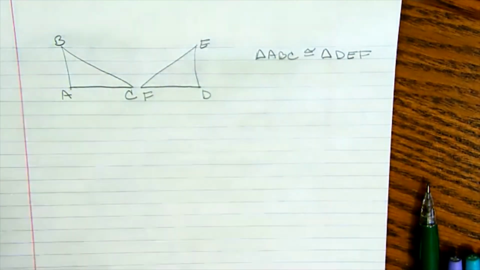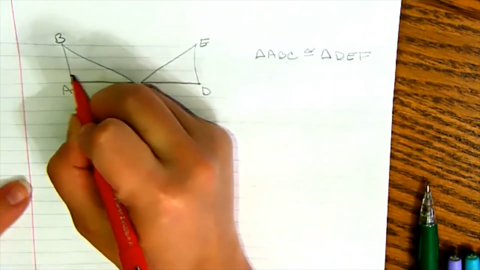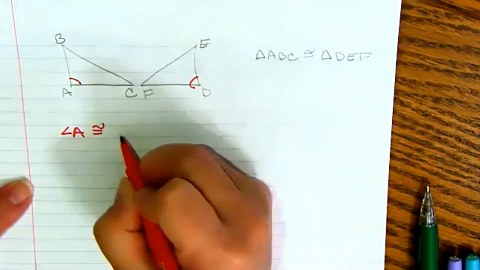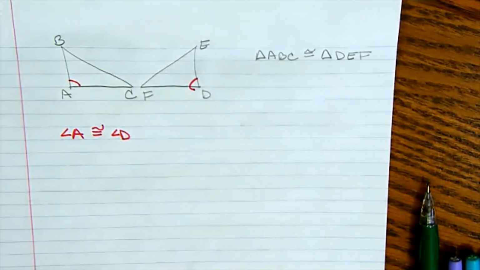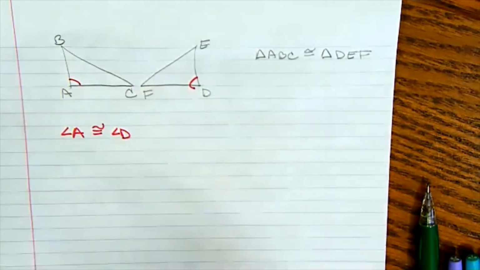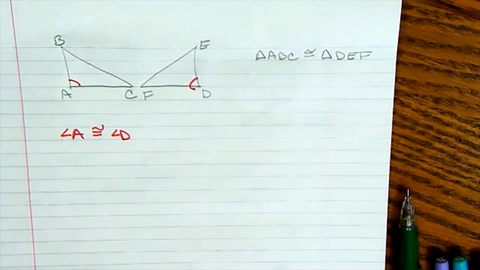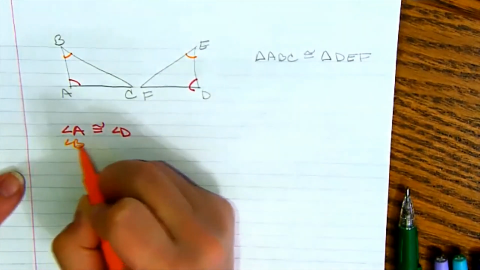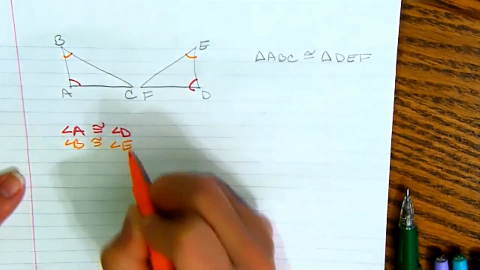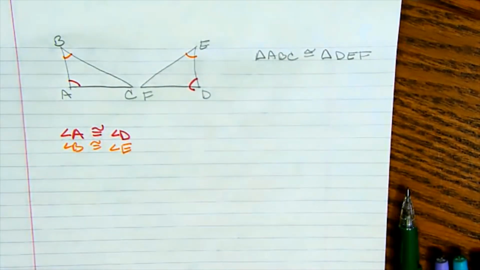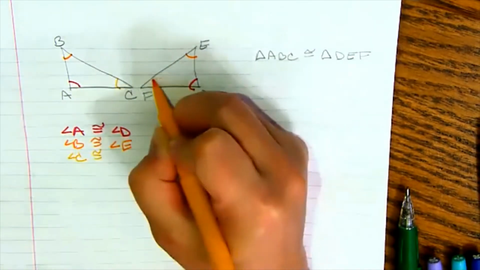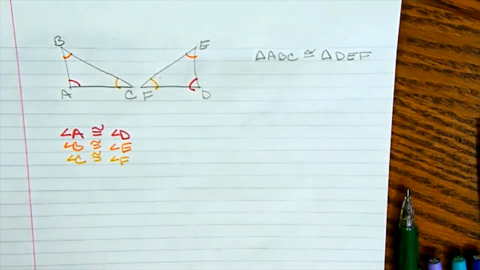And sometimes when they're in different orientations, it's harder to find corresponding angles, but it's still the same. Angle A is congruent to angle D. They're the same size and same shape, they're just in a different orientation. So angle B is congruent to angle E. And just like before, angle C is congruent to angle F.